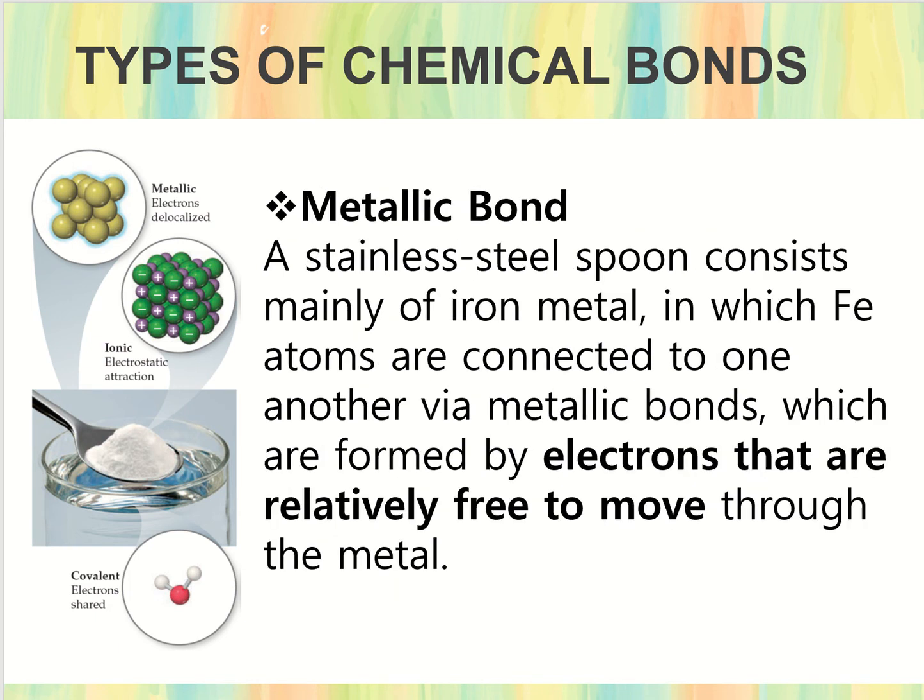And then finally, with regards to our types of chemical bonds, we're looking at the metallic bond, right? Here our example is the stainless steel spoon. Generally there are other elements, but we're saying here that it consists mainly of iron metal, in which the iron atoms are connected to one another via metallic bonds, which are formed by electrons that are relatively free to move through the metal, right? So here we have an example of metallic bonding.